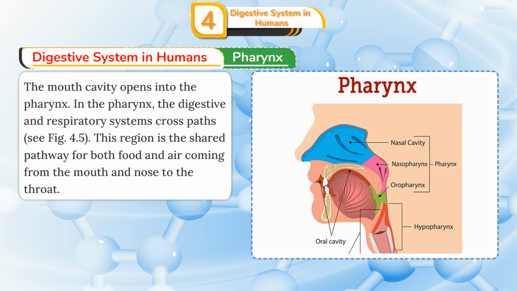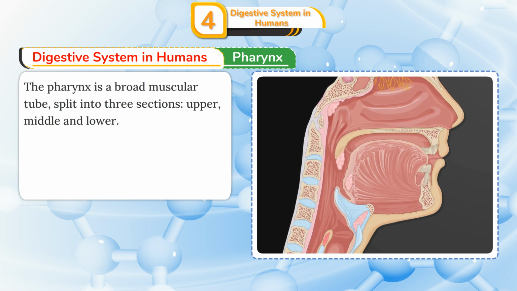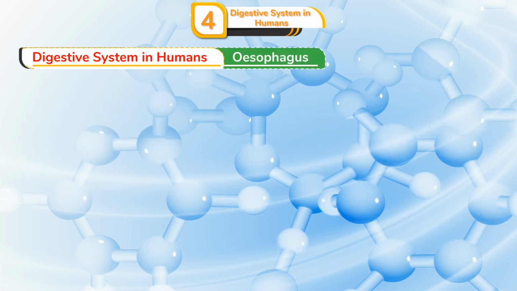Pharynx. The mouth cavity opens into the pharynx. In the pharynx, the digestive and respiratory systems cross paths. See Fig. 4.5. This region is the shared pathway for both food and air coming from the mouth and nose to the throat. The pharynx is a broad muscular tube, split into 3 sections: upper, middle and lower. Upper part, only air passes through. Middle part, both air and food pass through. Lower part, only food passes through.